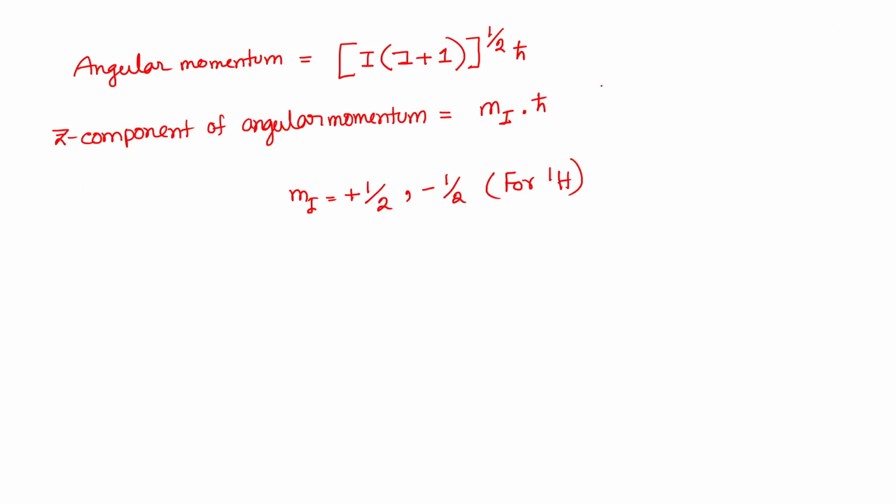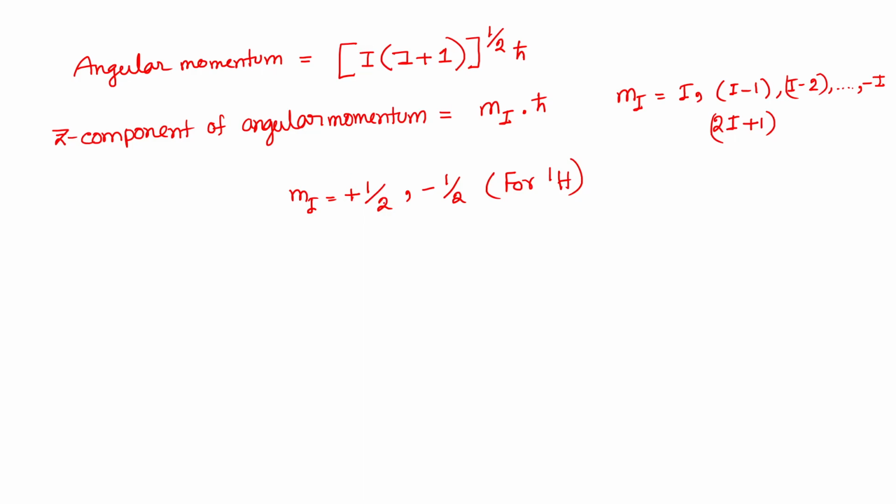And what does this mi value depend on? It will be I, I minus 1, I minus 2, and so on till minus I. So there could be 2I plus 1 values of mi, right? It's fairly similar to rotational spectroscopy, if you remember, where the degeneracy is 2J plus 1.